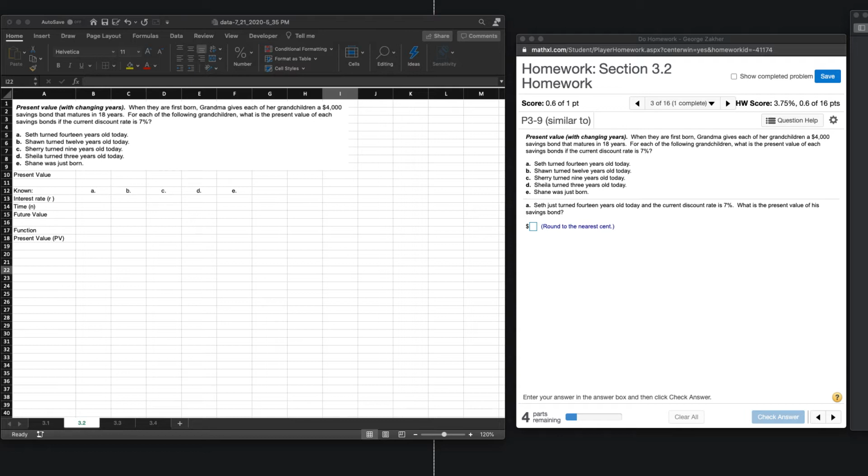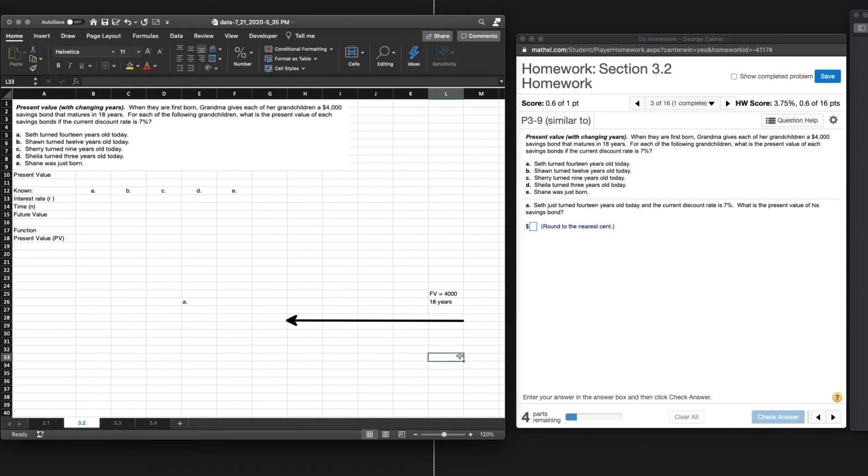So in this case, we want to draw a timeline just so we can see what's happening. The first question you want to ask yourself is: is money moving forward or backward? It looks like in this case the money is moving backwards. So let's just use A as an example. If money is moving backwards, the future value is $4,000. So we know after 18 years the future value is $4,000.